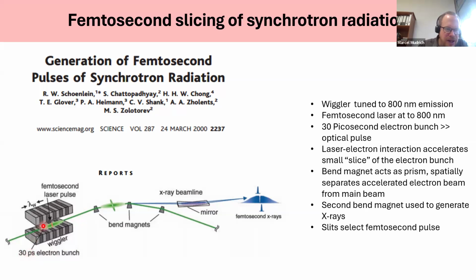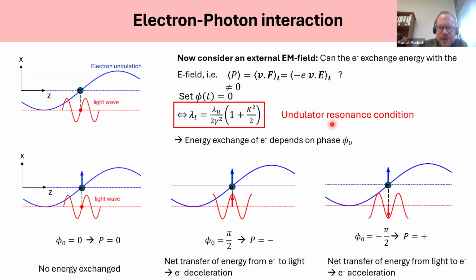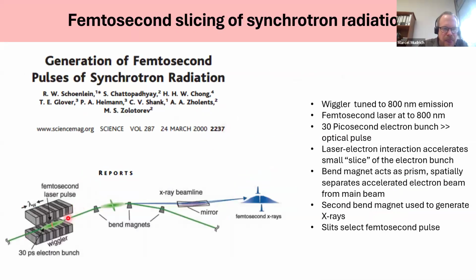Now, in order to meet this resonance condition, remember, this all only works if the undulator resonance condition is fulfilled. So if the laser wavelength just matches the wavelength of the undulator radiation emitted by the electrons. In that case, we can have coupling of the laser pulses to the electron motion. And a small fraction, just this slice of electrons in the bunch, for example, gets accelerated.